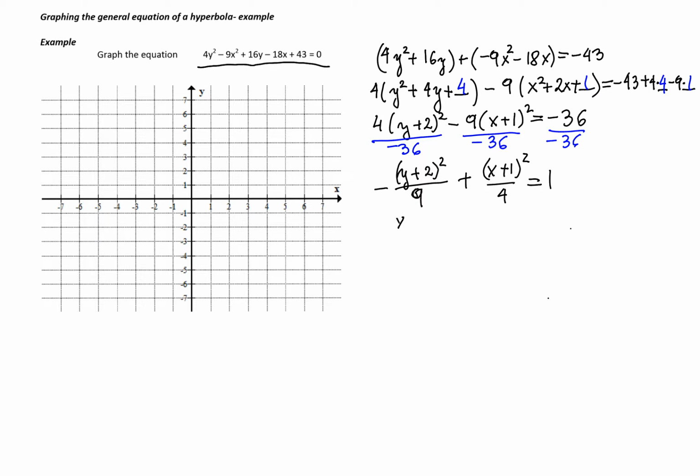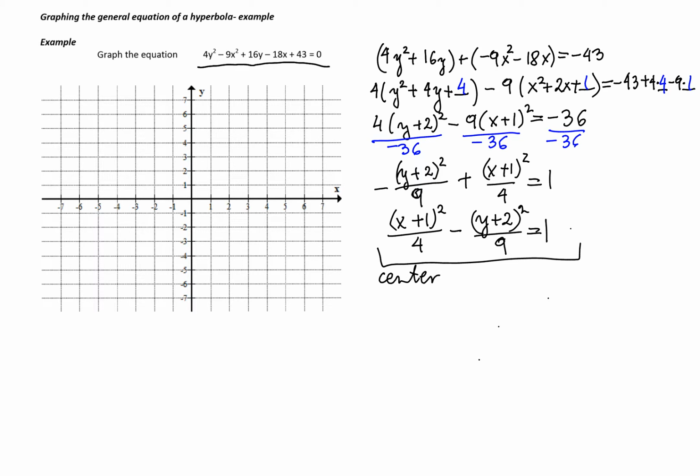We can rewrite this equation so it looks like a standard equation of a hyperbola that we are accustomed to. We'll put the term with the minus sign as the second term. And we have the standard equation of a hyperbola. The equation allows us to read the center from the form. The center of that hyperbola is at the point negative 1, negative 2.